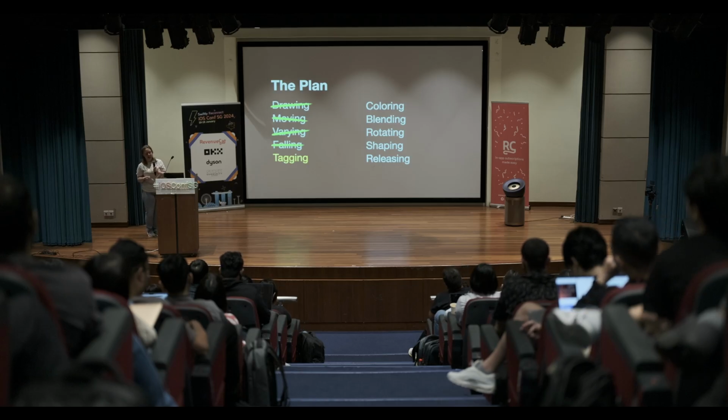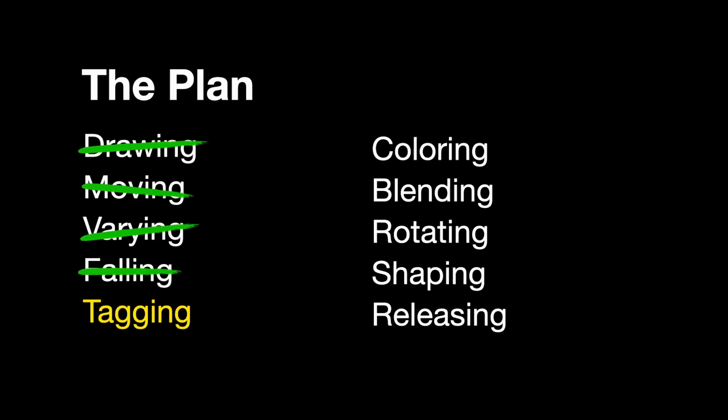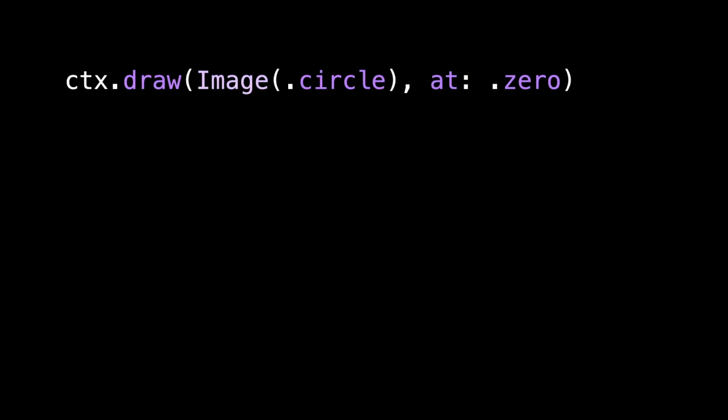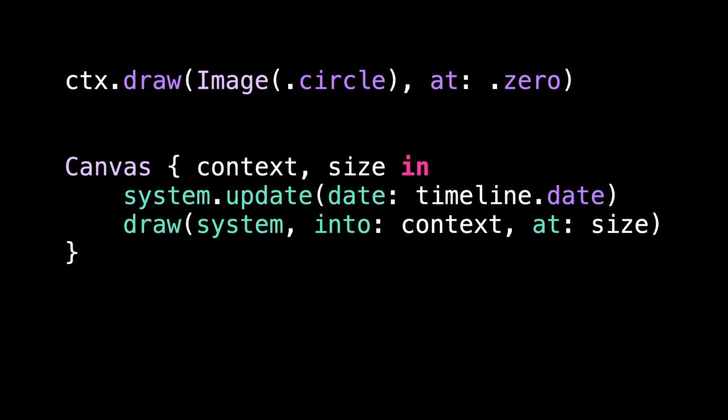Next is a really interesting one, tagging. We're always using the same image right now, but wouldn't it be nice to make that more customizable? Here's our current drawing code. It always draws the circle image. And here's a canvas we're currently using inside Particle View.